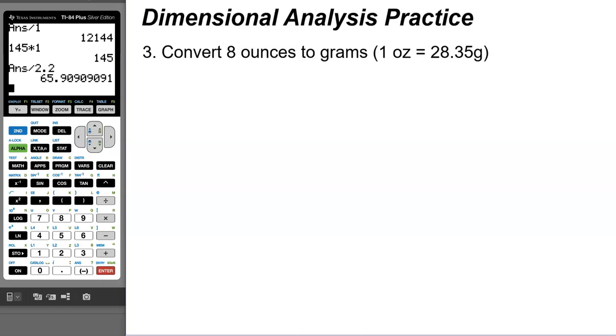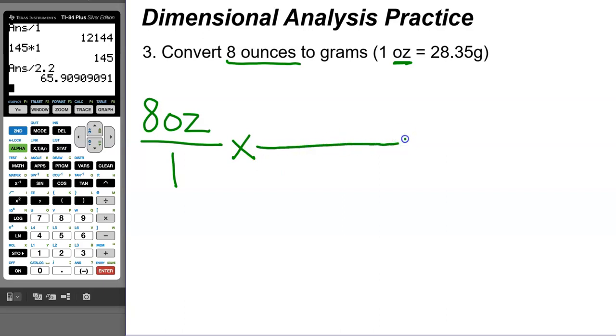Number 3, convert 8 ounces to grams, given that 1 ounce equals 28.35 grams. So let's start by underlining our given value, 8 ounces, and we'll write that all the way over to the left. And I'm going to go ahead and abbreviate ounces. The abbreviation for ounce is OZ. I'll put that over 1 to remind us that it's up in the numerator. Times some conversion factor equals some new answer.